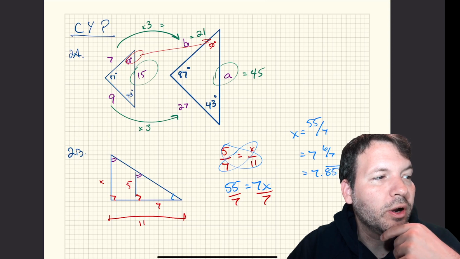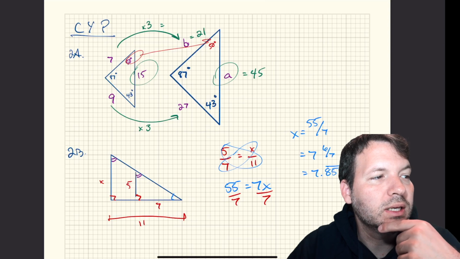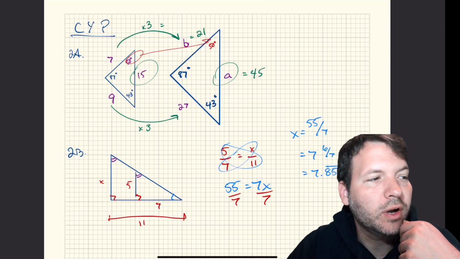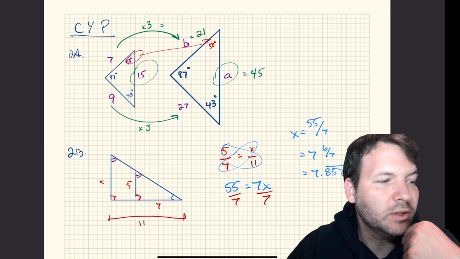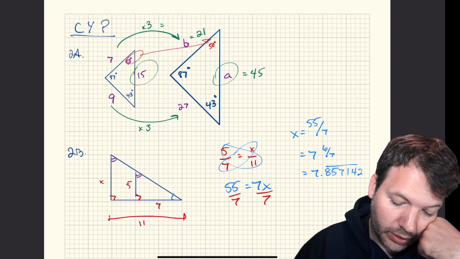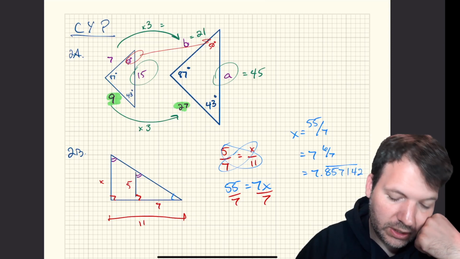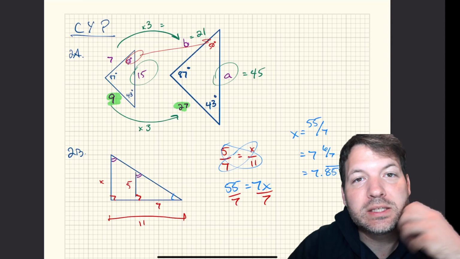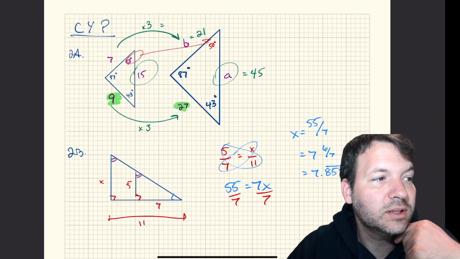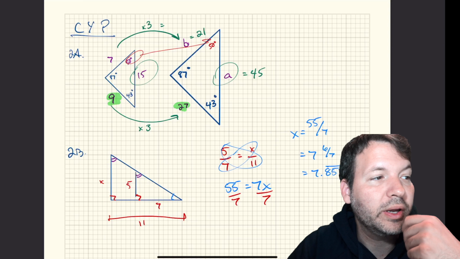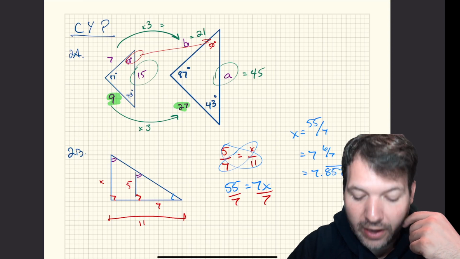In the case of Check Your Progress 2A, we must have three pairs of congruent angles across the two triangles. That demonstrates our similarity. Pretty clear relationship here from 9 to 27 multiplying by 3. And so we do the same thing for the other lengths there. 7 times 3 gets us B equals 21. 15 times 3 gets us A equals 45.